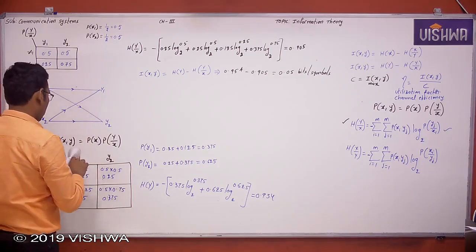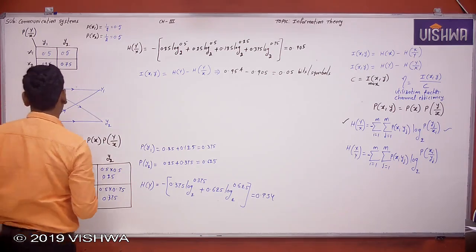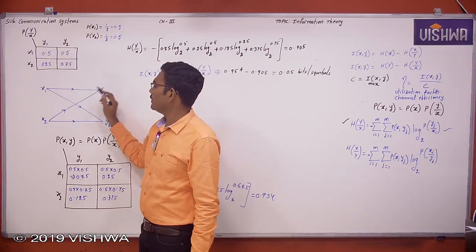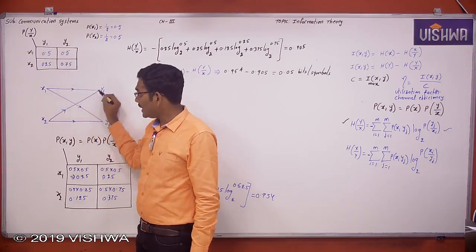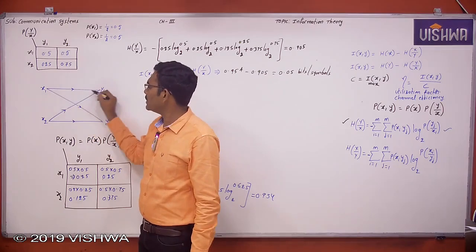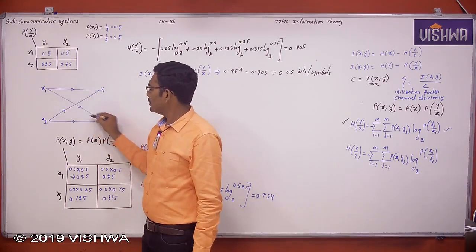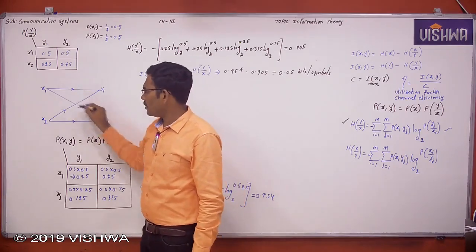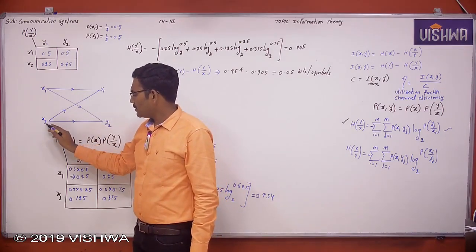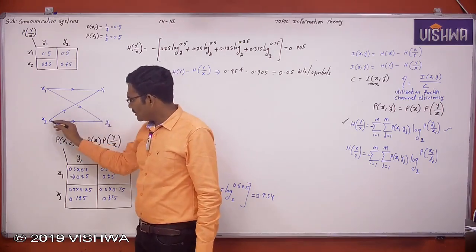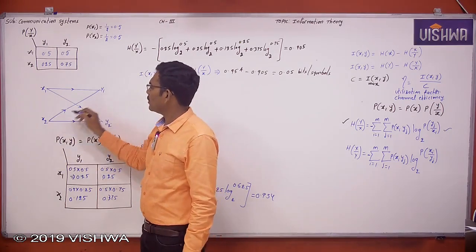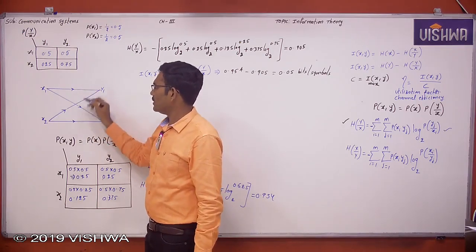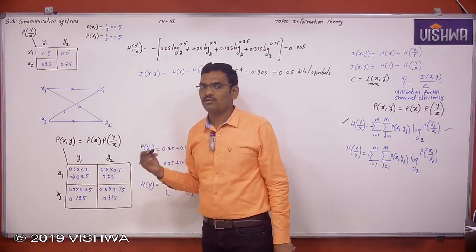Sorry, one more point I missed. This is source X1, this is Y2, transmitter, receiver. This is a direct channel. And this is called a crossover channel because it is crossing some other channel. Similarly, this is the transmitter, this is the receiver, this is a direct channel and this is a crossover channel. These two are crossover channels and these are direct channels. X1, Y1, X2, Y2.